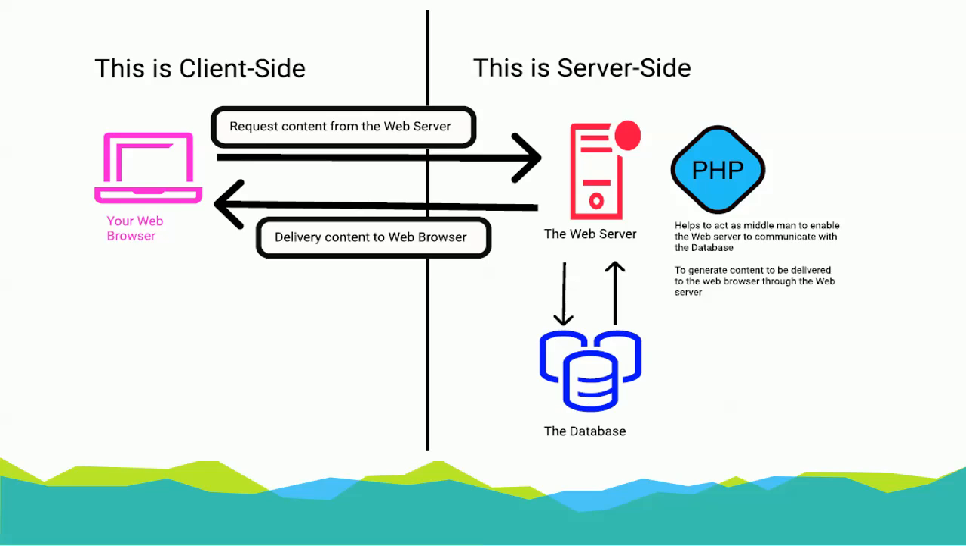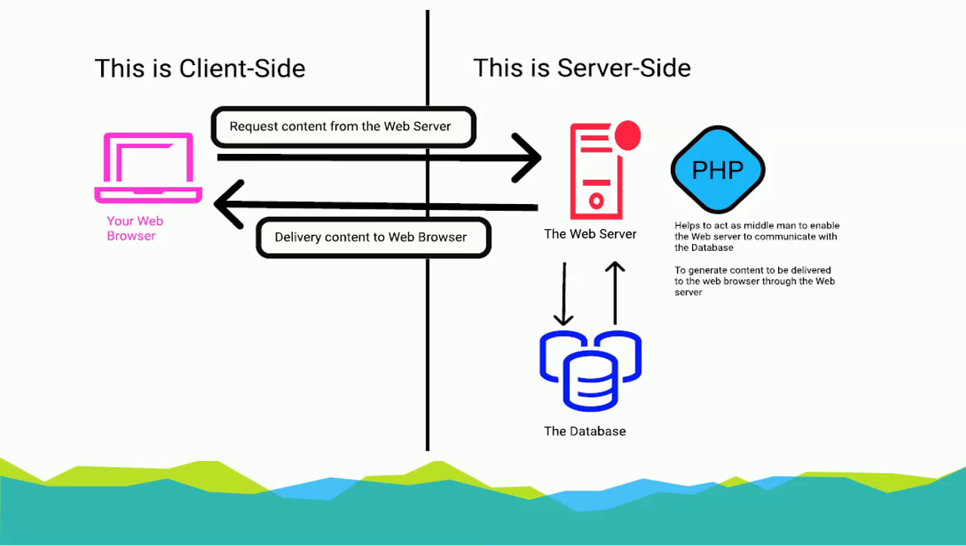So let's say the web browser sends a request to the web server for the page about product A. The information about product A is actually located in the database server, so the web server needs to communicate with this database server through PHP. PHP will be used to connect both of these servers together and then get the information needed.